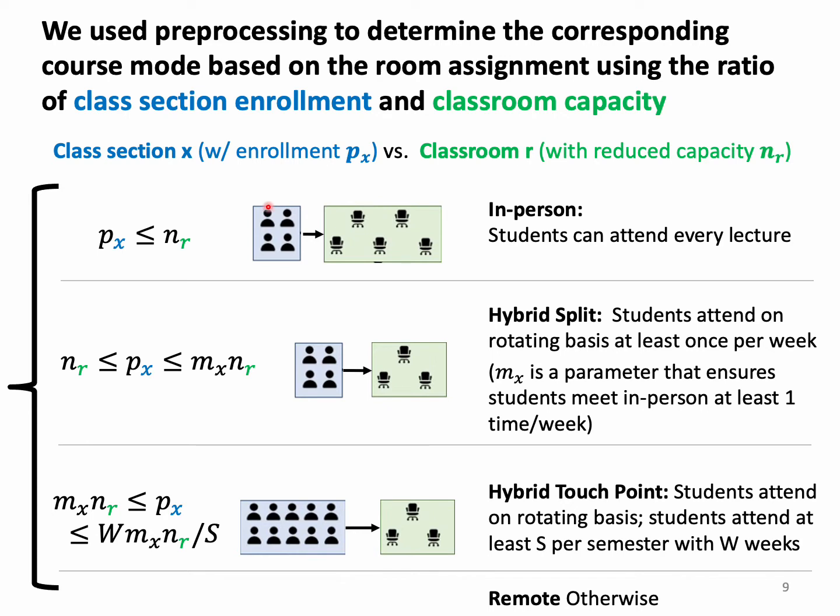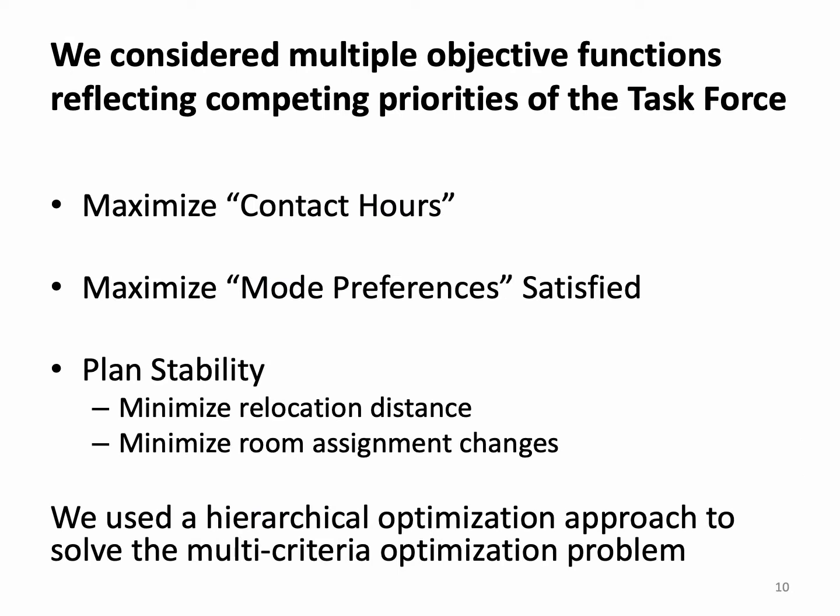To do so, we look at the ratio of the enrollment of a particular class to the reduced capacity for the room it's assigned to, and that in turn dictates what mode that class will be delivered in. We consider in-person mode, hybrid split mode, meaning students attend at least once per week, in-person socially distanced, or hybrid touchpoint, meaning less than once per week, but at least S times throughout the semester, and remote otherwise.